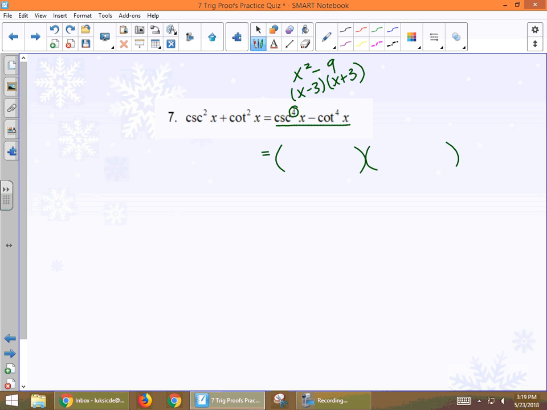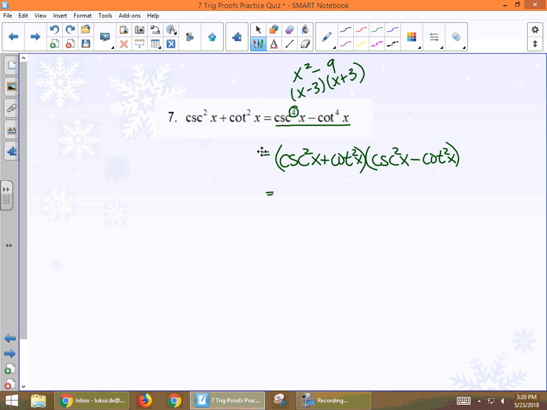So I'm going to break it up. Cosecant to the fourth x, I'm going to break up into cosecant squared, cosecant squared. Cotangent to the fourth, I'm going to break up as cotangent squared and cotangent squared. And I need one plus and one minus. So starting out by factoring there is the key.